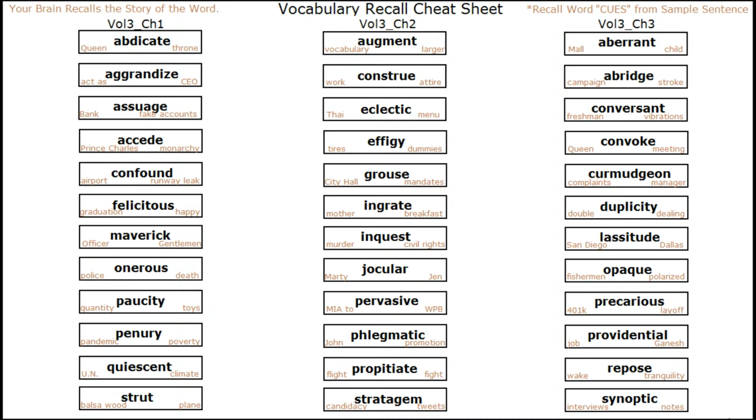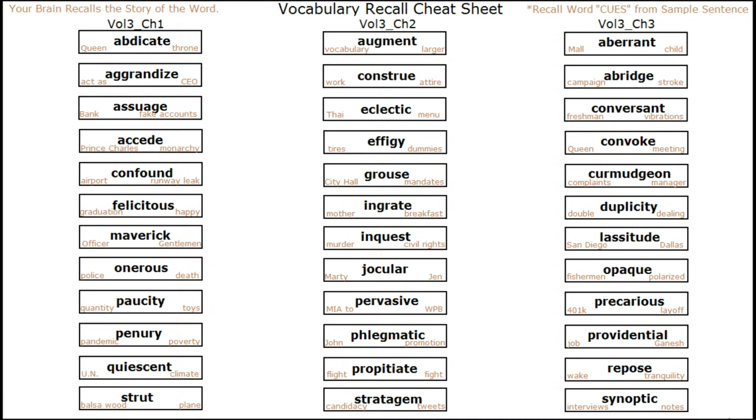And phlegmatic. When you think about it, if you were to break it up into sort of a root, suffix, prefix of the word, it would simply mean slow moving or non-responsive. But in this case, if you recall the sample sentence, it means non-emotional, which explains why John was promoted 3 times as a result of his disposition when it came to dealing with stress and not showing too much emotion.